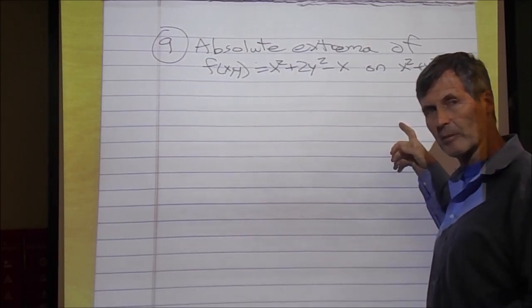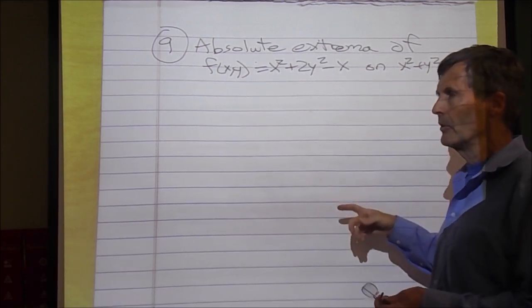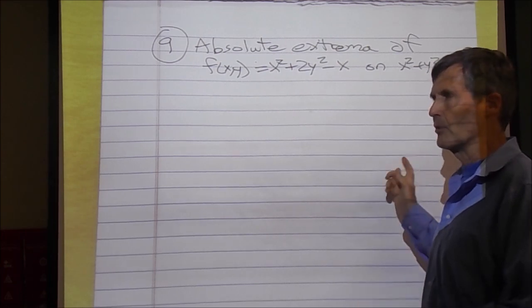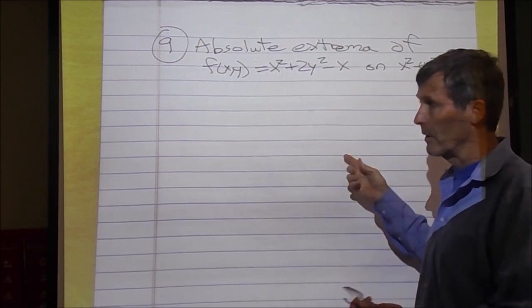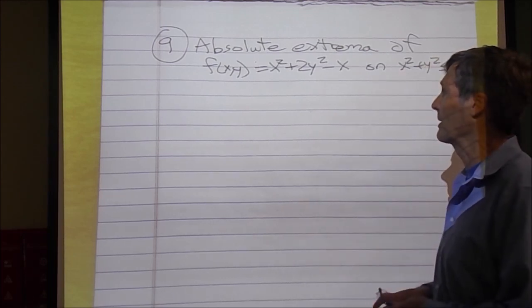To find an absolute maximum, absolute minimum of a continuous curve over a closed interval, you just plugged in the endpoints and you plugged in the critical points, and whichever was the largest was the max, whichever was the smallest was the min. This is very similar in concept.